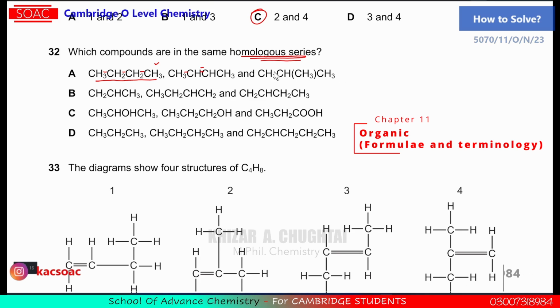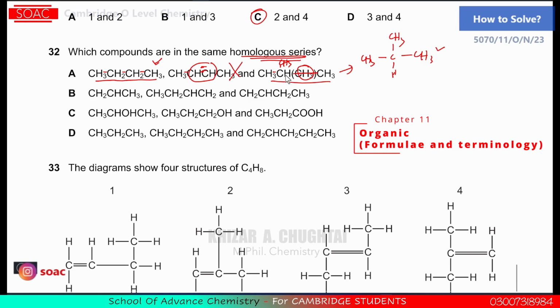And in this case, CH3, CH3 is over here. I'm going to write this one once again over here: CH3, CH, CH3. This is also an alkane, but here there is a carbon-carbon double bond, so it is an alkene. Incorrect option, they are not all from the same homologous series.